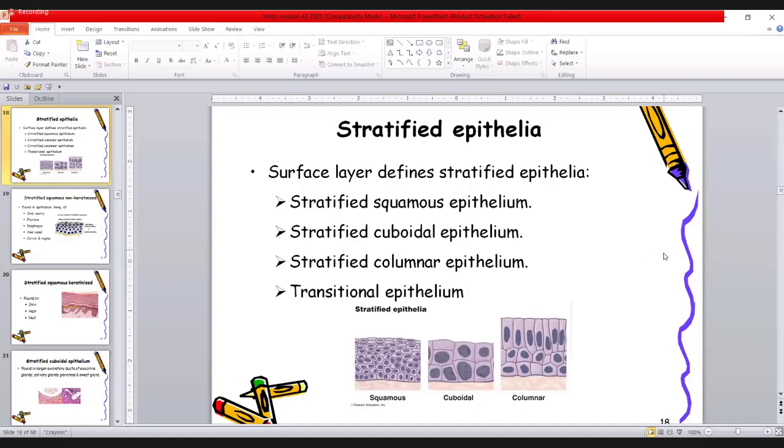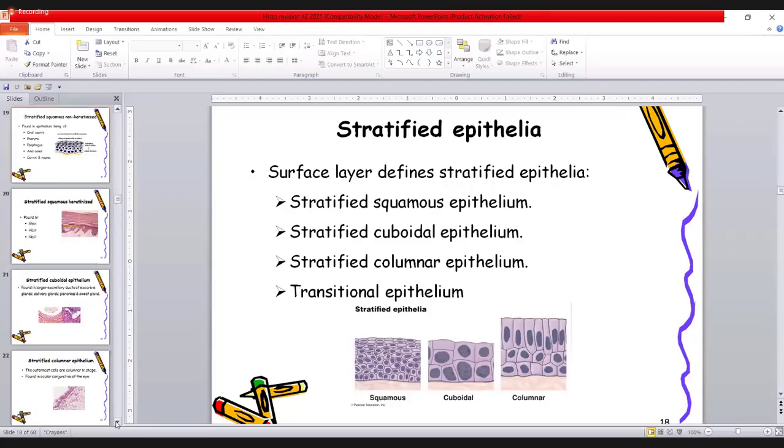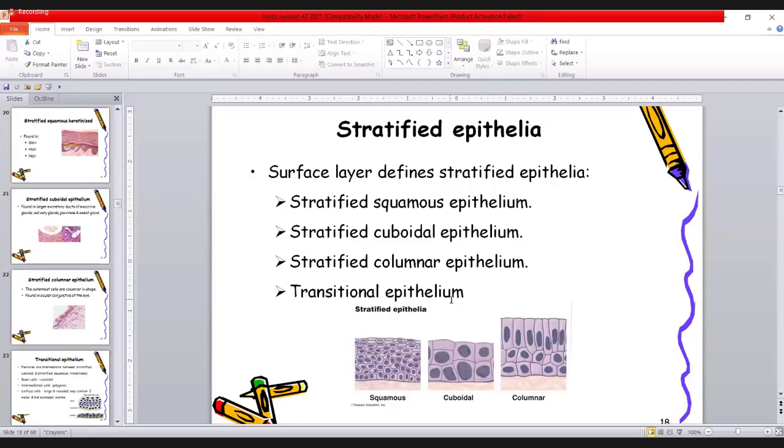So where do you find stratified cuboidal epithelium? Where in the sweat glands? The larger ducts of the sweat glands, the ducts of the pancreas, the ducts of the parotid. That's stratified cuboidal epithelium. Stratified columnar epithelium has one place, very rare, but you need to know where it is: the ocular conjunctiva of the eye.